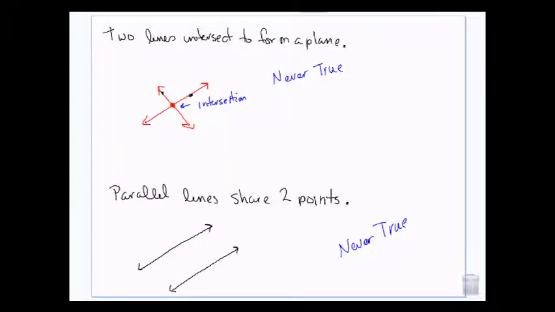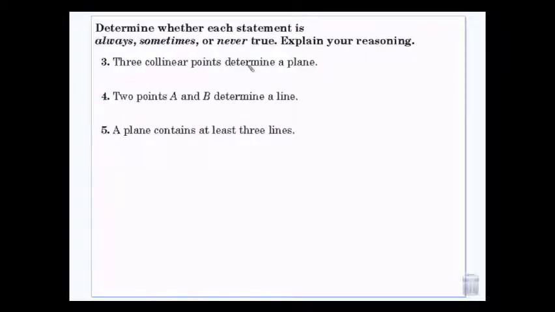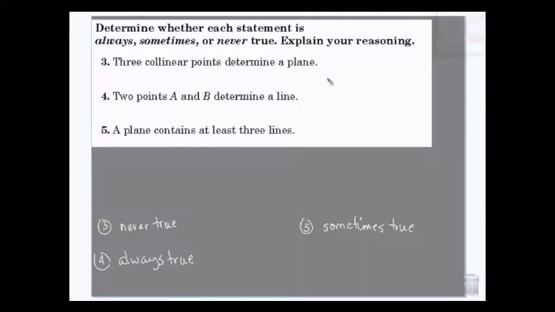Right? So if we come back to our examples, decide if these are sometimes, always, or never true. On number 3, the definition of the plane is that 3 non-collinear points determine a plane. That was our postulate. So there can be 3 collinear points on the plane, but 3 collinear points don't determine a plane. Does that make sense? So they have to be non-collinear to determine or define the plane.